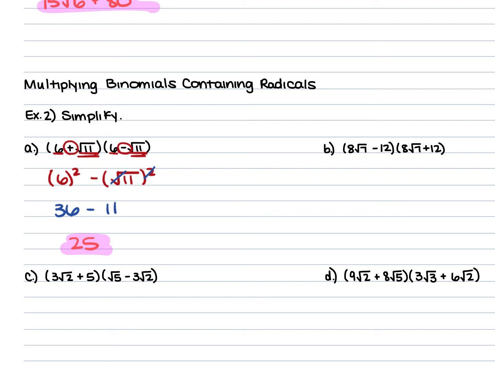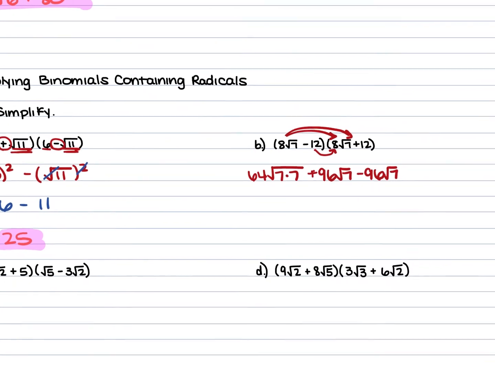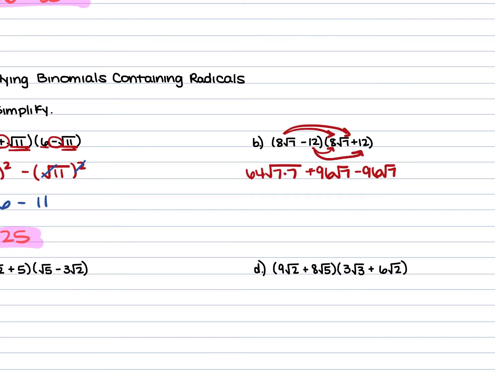So if I do that 8 square root 7 times 8 square root 7, I have 64 square root 7 times 7. The 8 square root 7 times 12 is going to give us 96 square root 7. Then I have the negative 12 times 8 square root 7, which is going to be negative 96 square root 7. And then the negative 12 times 12 is negative 144. I see here that those 96 square root 7 and the negative 96 square root 7 are opposite, so they're going to cancel each other out.